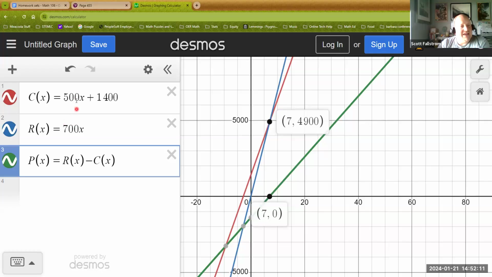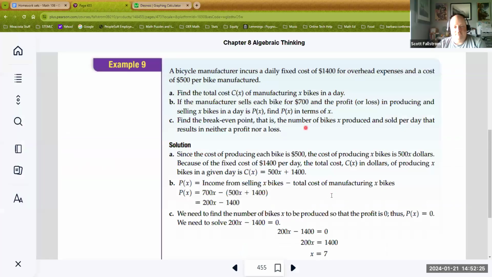The margin here would be $200 margin. But you still have to eat the extra cost of just opening the shop up. And that's why businesses are expensive.